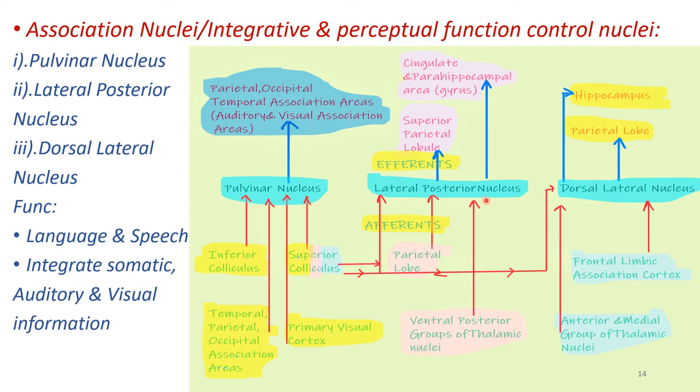Then the lateral posterior nucleus, the other association nucleus, receives afferents from the superior colliculus and from the parietal lobe of the cerebrum, as well as the other thalamic nuclei, especially the ventral posterior group of thalamic nuclei. Now this lateral posterior nucleus gives its efferents to the superior parietal lobule and also to the cingulate and parahippocampal gyrus, areas in the cerebral cortex. We'll be studying these areas later on when we study the cerebral cortex.